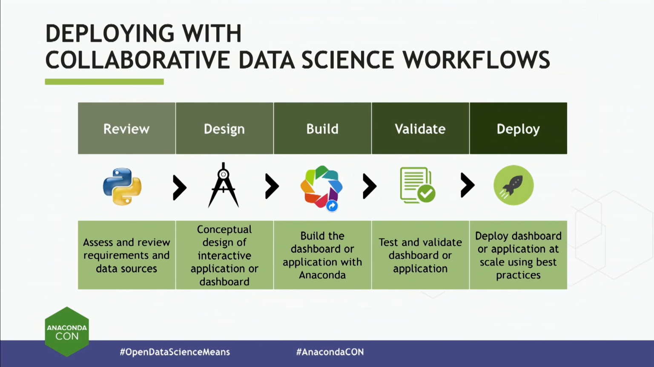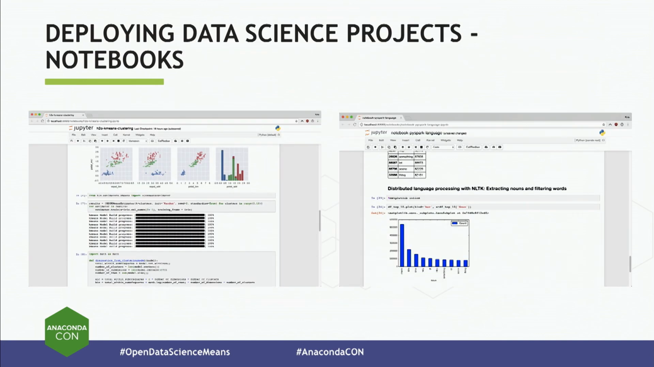So what we've learned is throughout this collaborative data science workflow, we talk about review, design, and building stages. What I want to talk about now are specific production assets or projects and how we might validate those and ultimately deploy them. So I'll talk about that now for a few specific use cases. So for notebooks, because notebooks contain visualizations and code and narrative, they're a really nice way to work and iterate and prototype things very rapidly.